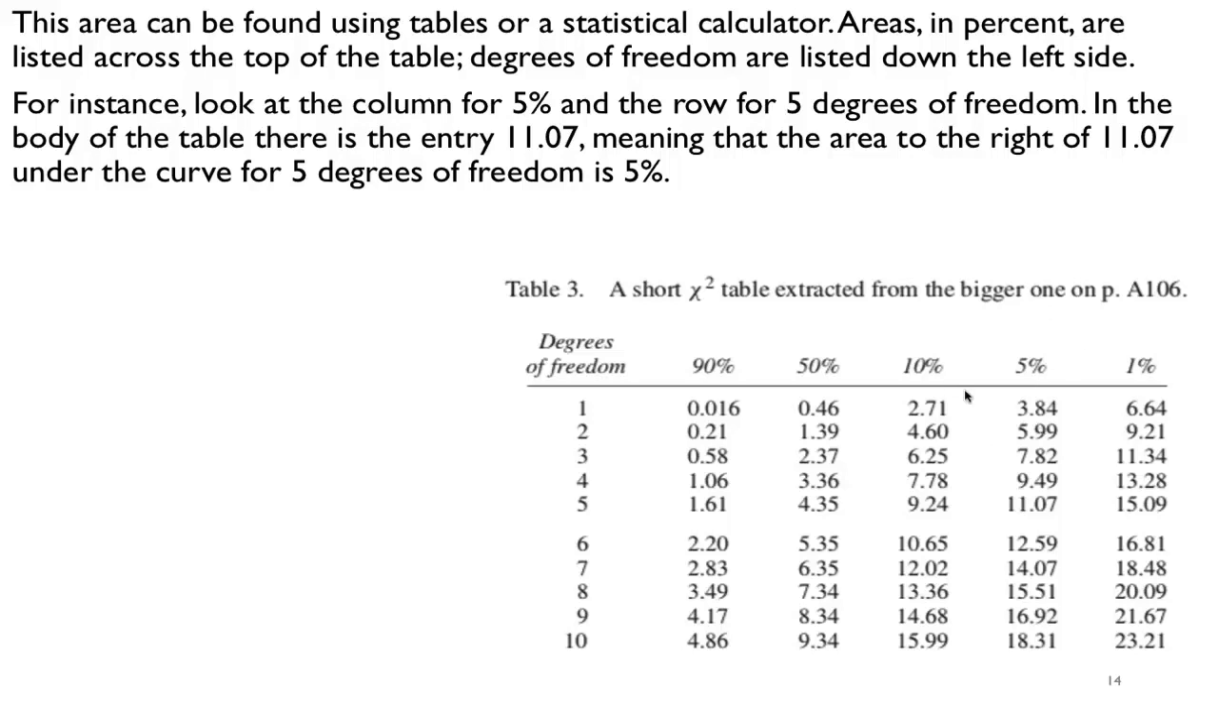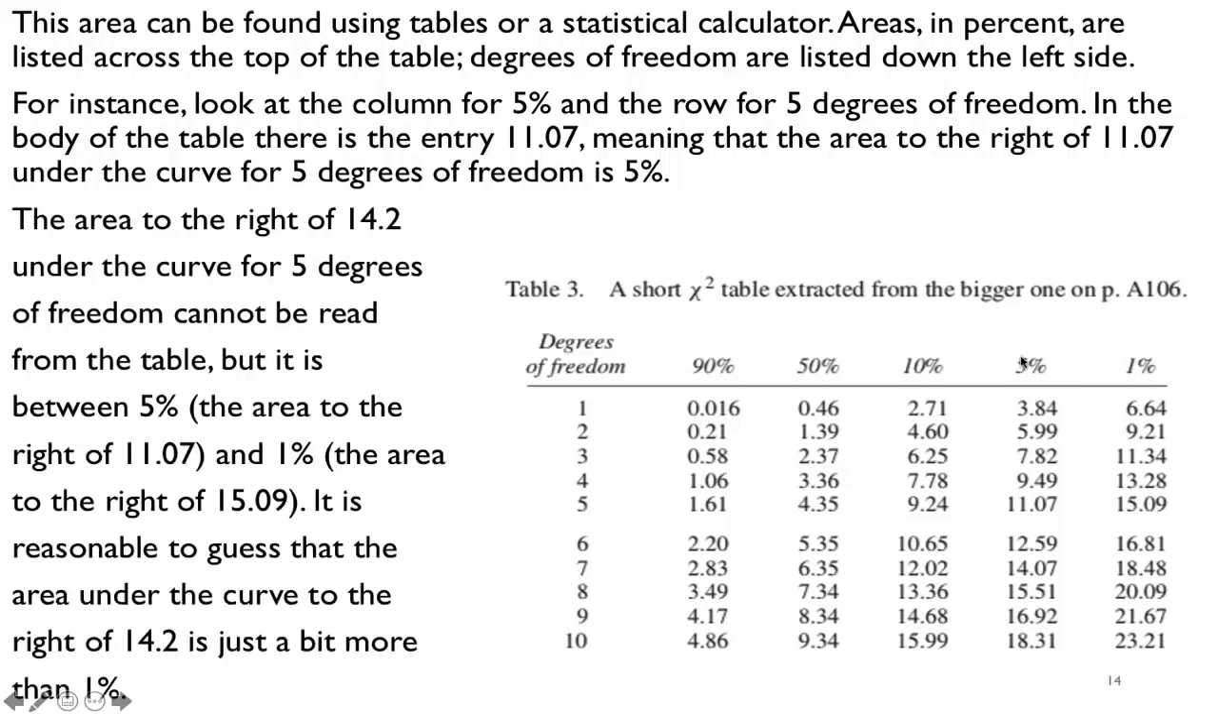So that's how you read it: the number in the middle tells you the chi-square statistic, and the number on top, the row on top, tells you the p-value. But the problem is that 14.2, look at the degrees of freedom 5 here, there's no 14.2 here. So 14.2 is not in this table. This table is incomplete. But 14.2 is between 11.07 and 15.09.